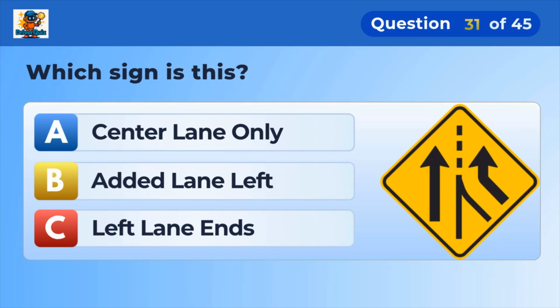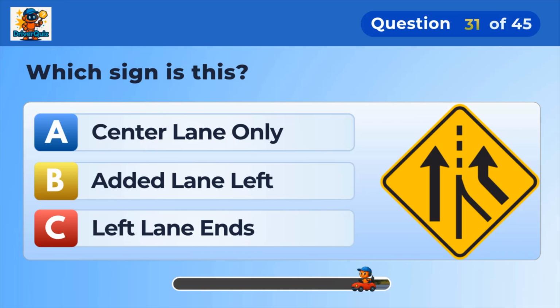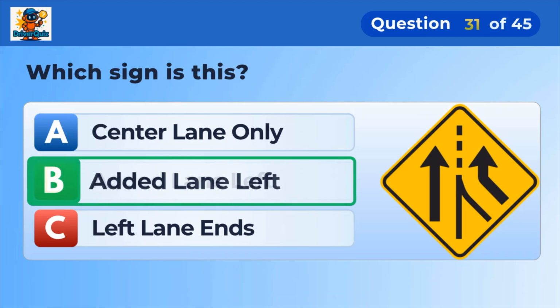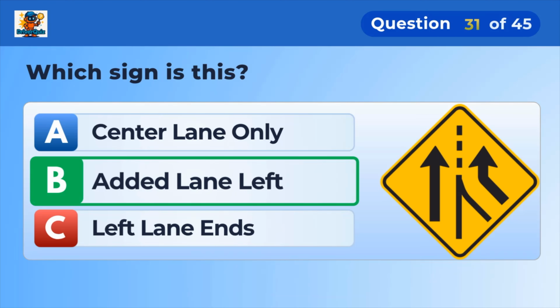Question 31. Which sign is this? A. Center lane only. B. Added lane left. C. Left lane ends. That's right. It's the added lane left sign.